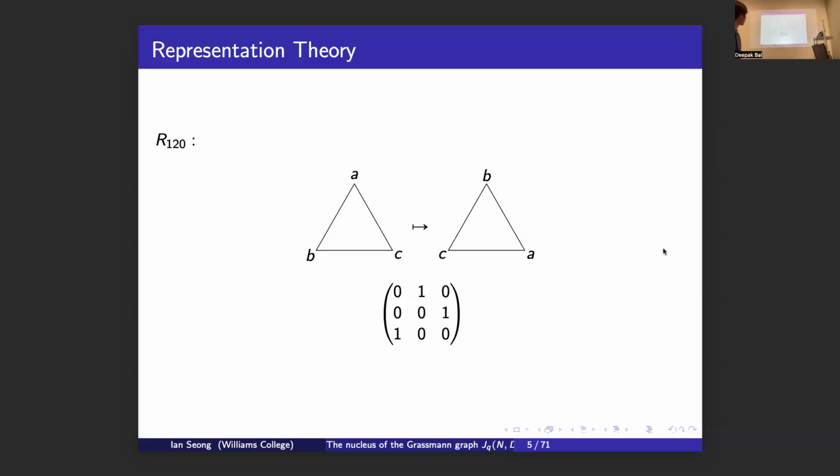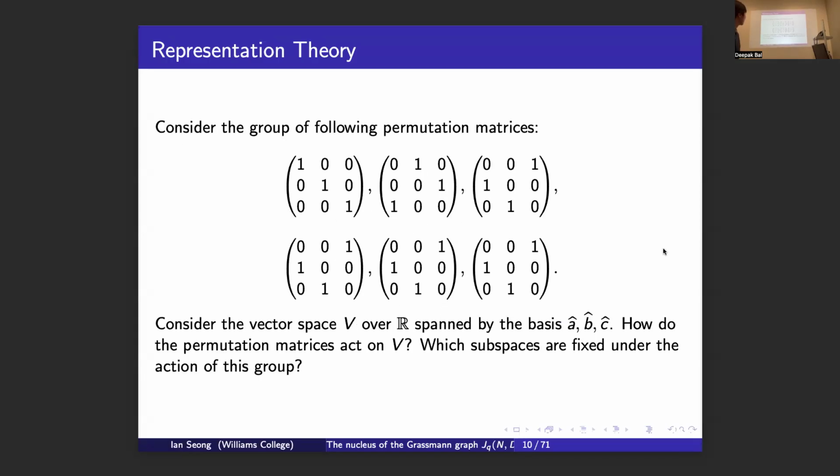So for every symmetry that we have on the equilateral triangle, we can write it as a 3x3 matrix like the following. And then we have a bunch of flips, the reflections, and so on. These 6 permutation matrices, you can consider them as forming a group. So we have a group of the following permutation matrices, and instead of those matrices acting on a triangle, let's think about the following question.